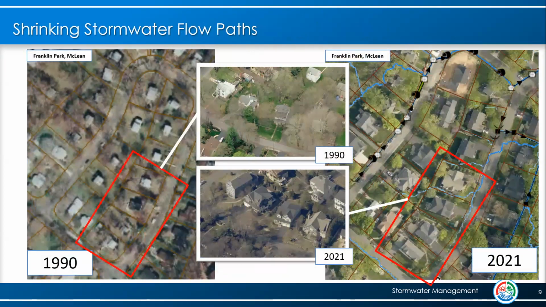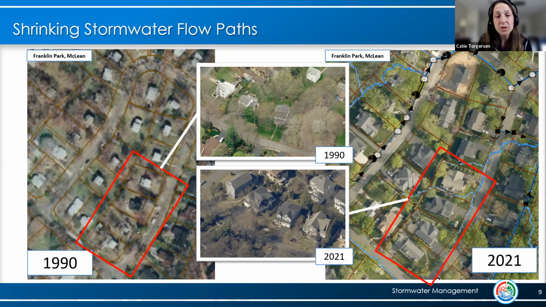Additionally, in many older neighborhoods, stormwater flows over land for long stretches, going in between the houses and down the roads before it reaches a pipe system. And as these neighborhoods redevelop and the smaller homes are replaced with much larger homes, the space between the homes shrinks and becomes a lot narrower.